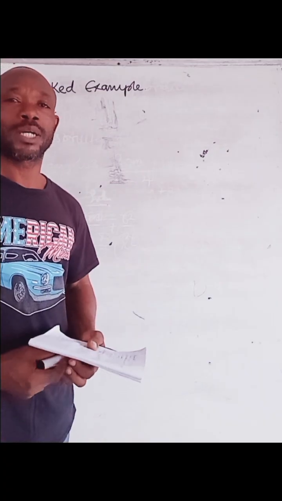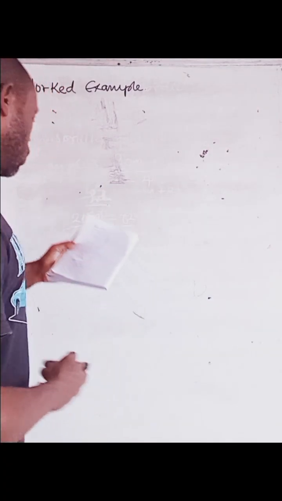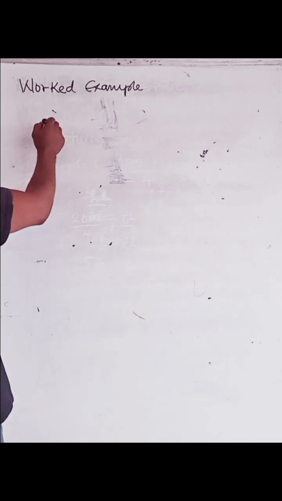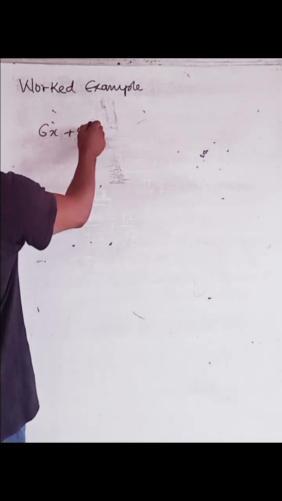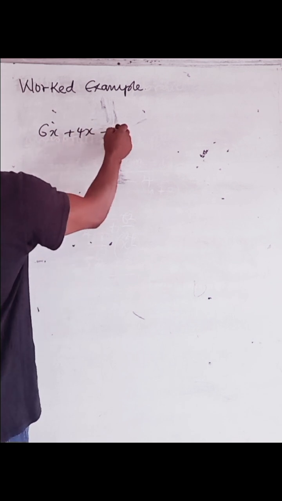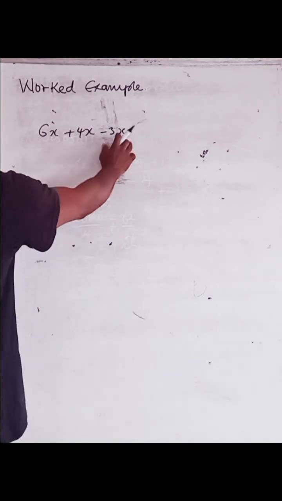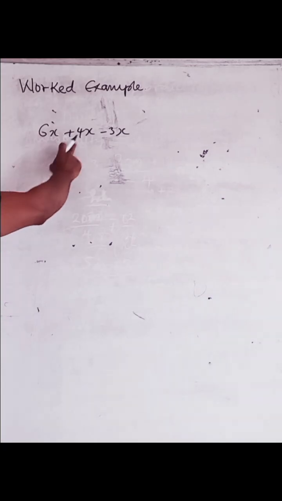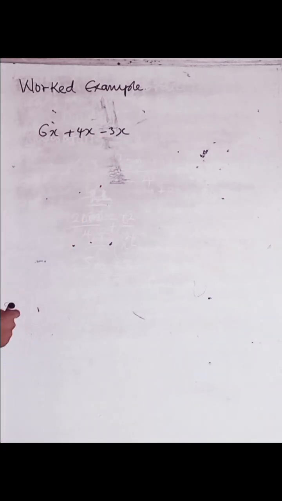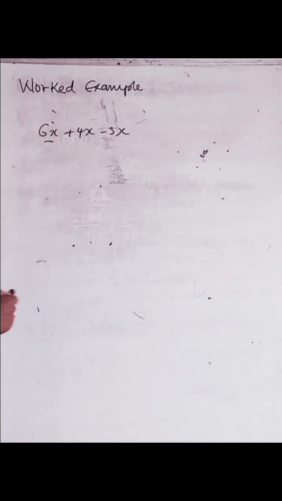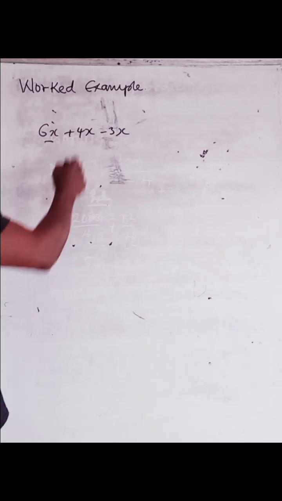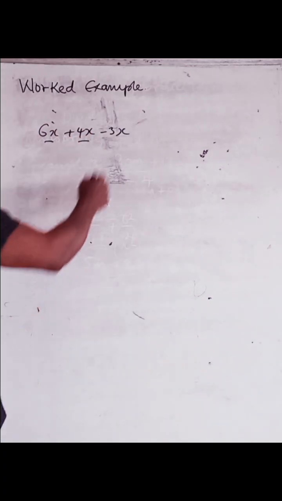So by way of summarizing what we have done so far, let's do this together. So we have 6x plus 4x minus 3x. We are asked to simplify this expression. 6x plus 4x minus 3x. I want you to look closely at the expression, and you can see that the terms are like. This is 6x, it has the letter x as variable. This is 4x, it has the letter x as variable. This is 3x, it has the letter x as variable.